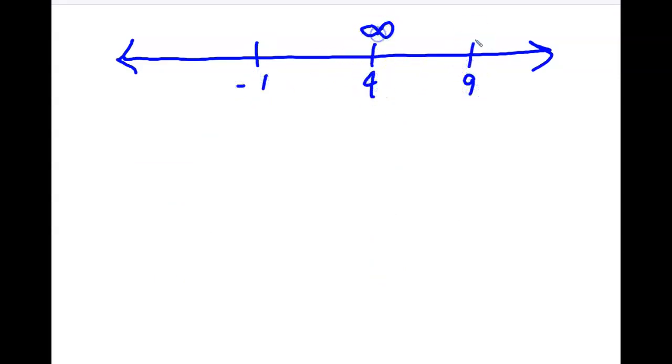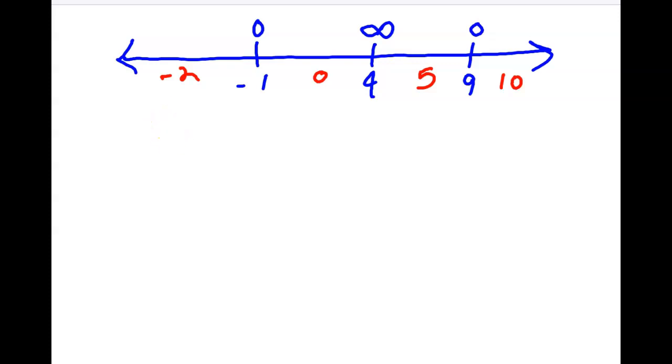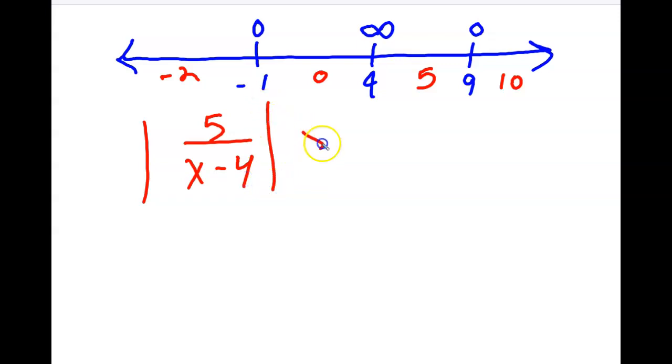4 was a restriction, 9 and negative 1 were acting like zeros because those were the values I got when I isolated x in my inequality. And now we're going to pick some values in these regions. So negative 2, 0, 5, 10. And I'm going to test in the original question, which was 5 over x minus 4 greater than 1. And let's see if it makes this true.